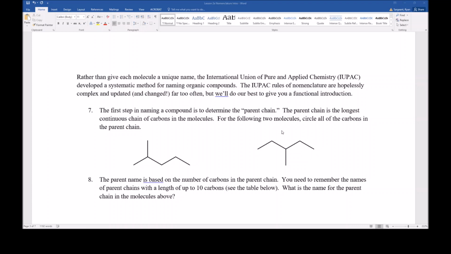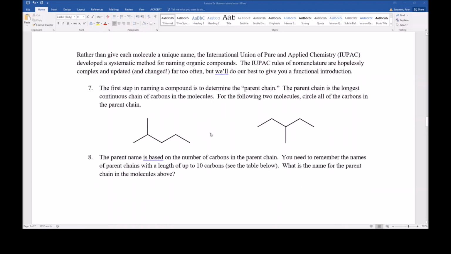Nomenclature is, I guess, the art or study of naming things. And now we need to learn how to name simple alkanes. So the first step is to determine the parent chain. The parent chain is your point of reference, and it is the longest continuous stretch of carbons. For this compound, there are a total of 6 carbons, but the longest continuous stretch of carbons that you can find is 1, 2, 3, 4, 5, or 1, 2, 3, 4, 5. Either one of those could be your parent chain, and in this particular case, it's going to give you the same name no matter how you do it.